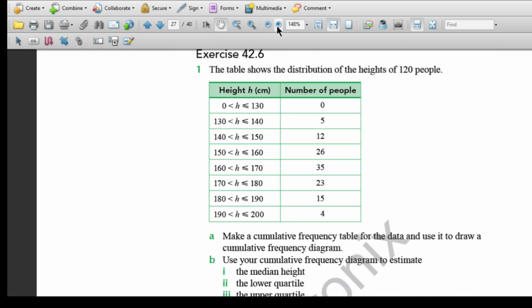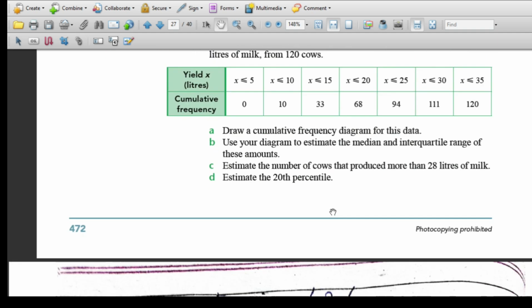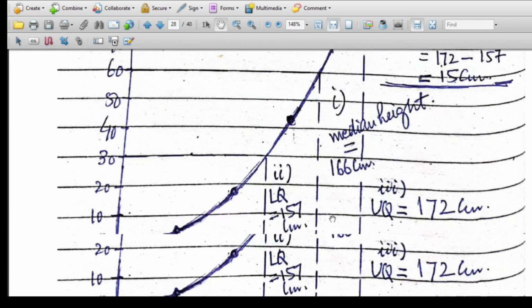In the next question, we are given a cumulative frequency table showing information about the mass of 200 potatoes. We have to draw a cumulative frequency diagram, and from the diagram, use it to estimate the median and interquartile range and estimate the 80th percentile. So we will solve this in part 2, question number 2 here.